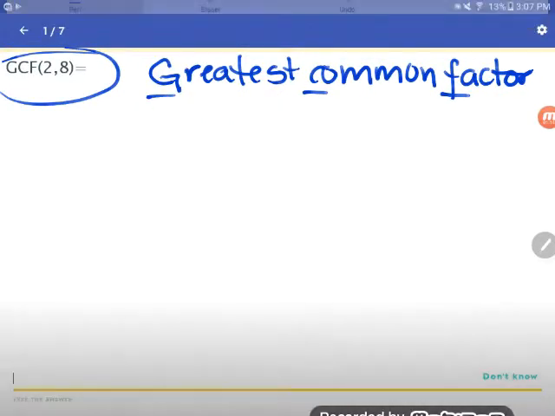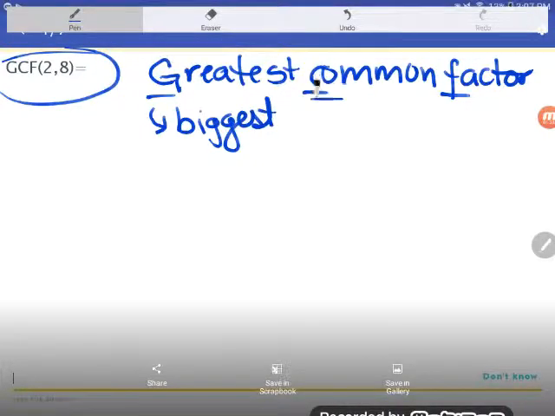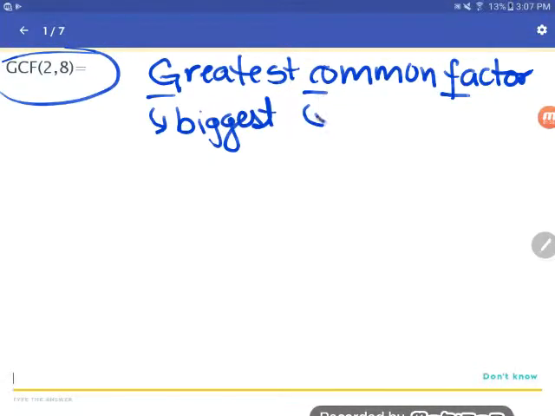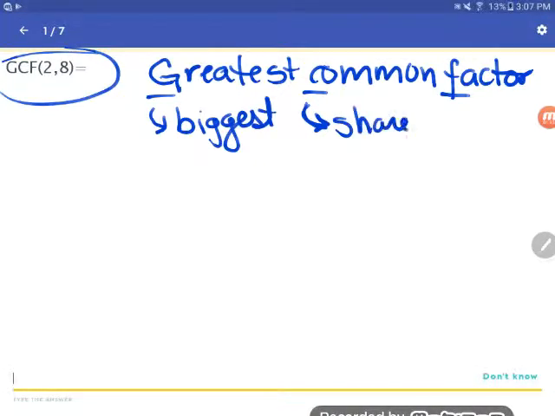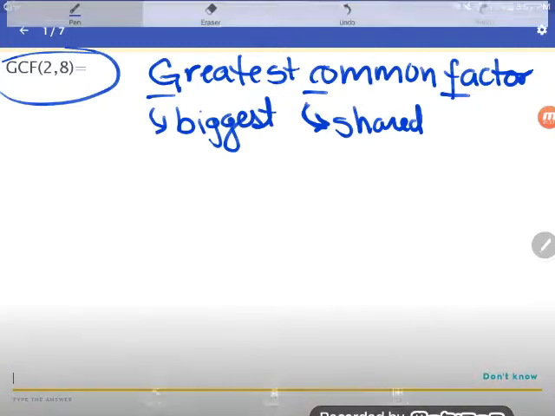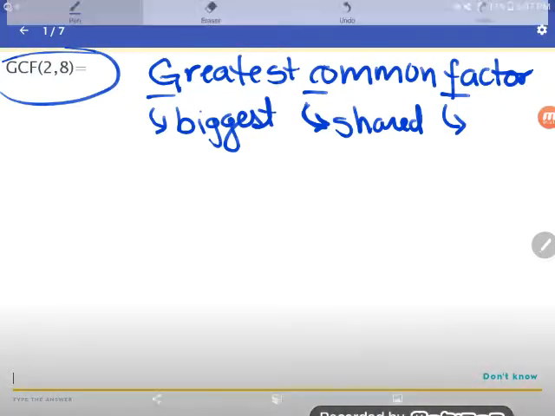Well, let's start with these super common words. So I think we all know what greatest means. It means the biggest or the largest. So we're going to be looking for the largest number we can find. What kind of number though? We want common factors. So if I say that you have things in common, those are shared traits or shared ideas. So we're going to look for shared things. And then factors, that's the important part here.